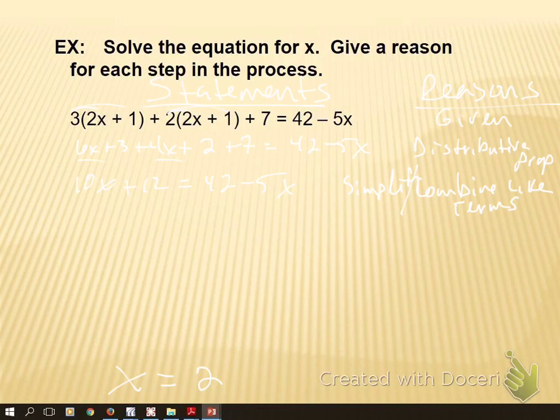Choose either one. You don't have to write both. Choose either one and go with it. My guess is you're going to choose simplify, and that's okay. All right, back to our equation. What would you do next to solve?